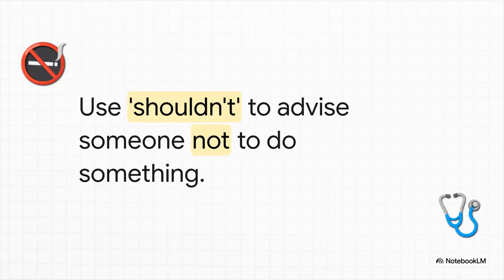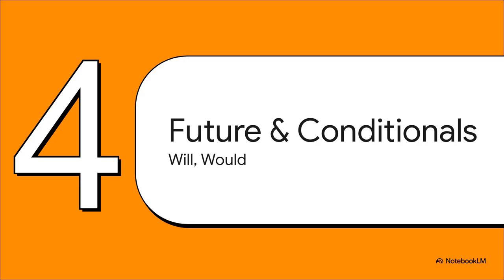And of course it works perfectly in the negative too. When you want to advise someone not to do something, you just use shouldn't. You shouldn't smoke. See? It's strong advice, but it's not a total prohibition. And for our final group, let's look ahead to the future, and also to those what-if situations. It's time for will and would.